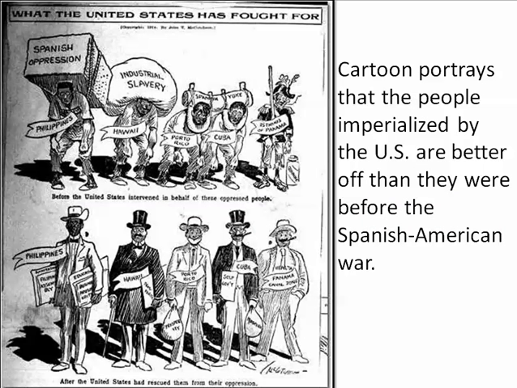And here's another cartoon from proponents of expansion, showing how they were under yokes of slavery and how bad they had it: Hawaii, the Philippines, Puerto Rico, and Cuba. And then after the United States has rescued them from their oppression, it shows how much better they are because of it. They're learning, they can read, they're making money. So the cartoon portrays that the people imperialized by the United States are better off than they were before the Spanish-American War, so that we did actually help them.